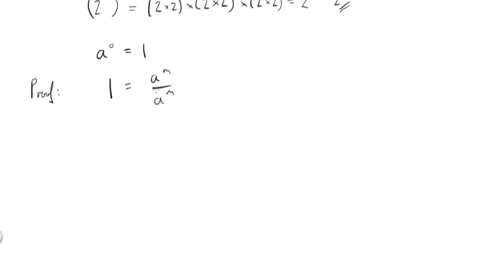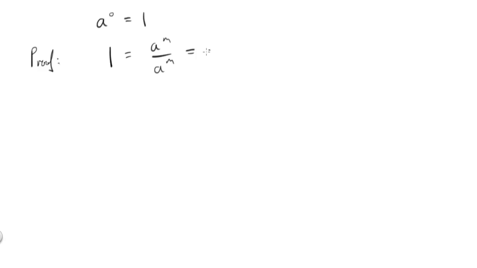Okay, and the quantities I've chosen to use are a to the power m. Well, if I use the second law, I have a to the power m minus m. And m minus m is 0, so a to the 0 is equal to 1. So for example, if we had 10 to the power 0, that's equal to 1.